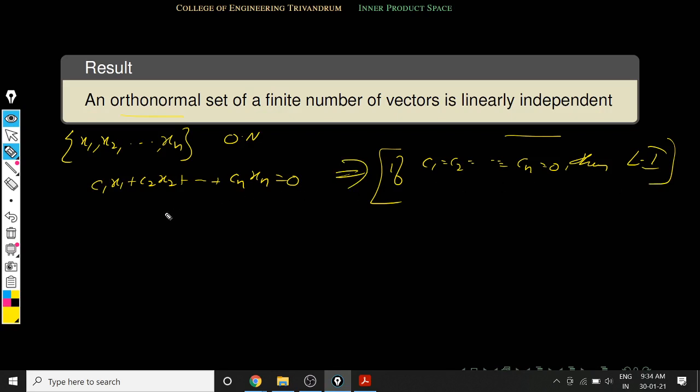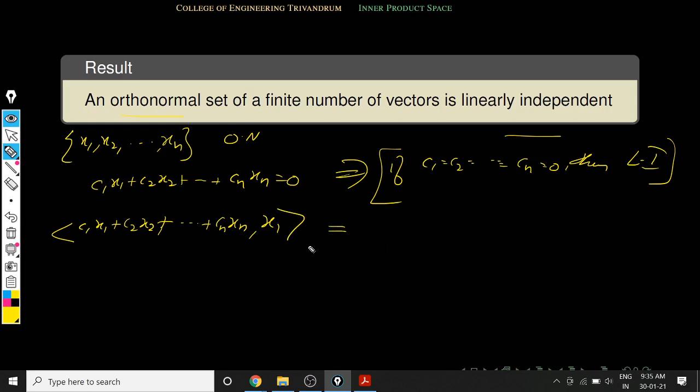So we have to check what is the value of these ci's. What about c1, what about c2, etc. Already we assume that this set is orthonormal. So to find the values of ci, we consider an inner product like this. We consider the inner product of c1 x1 plus c2 x2 plus ... plus cn xn together with x1.